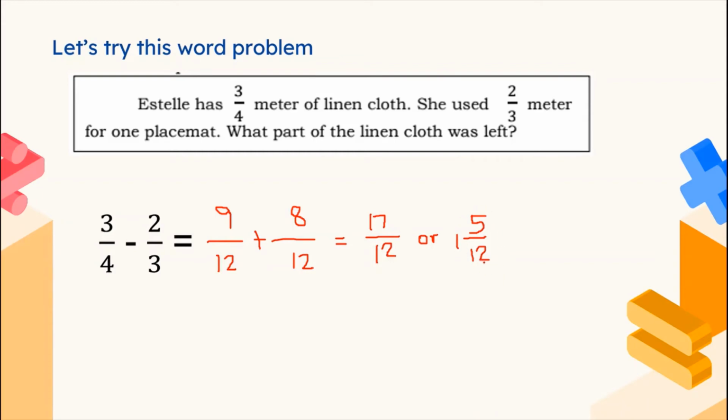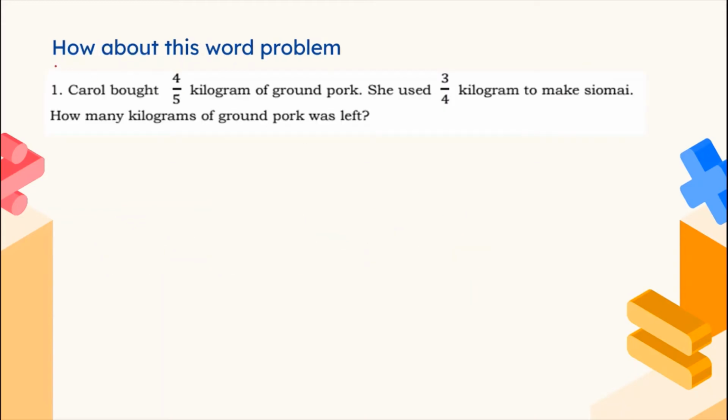Now let's proceed to the next question. How about this word problem? Let us read. Carol bought 4/5 kilogram of ground pork. She used 3/4 kilogram to make siomai. How many kilograms of ground pork were left? Since we're looking for how many kilograms of pork were left, we're still going to use the operation we call subtraction. So we have here 4/5 minus 3/4.